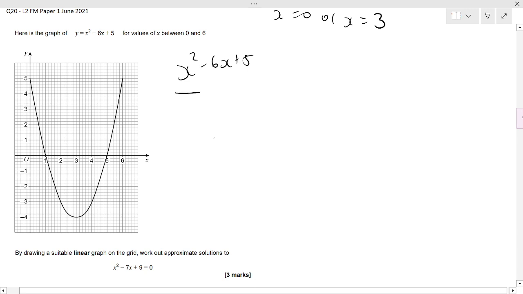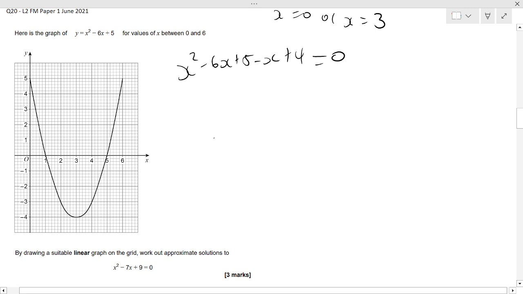Well, the x squared is the same, that's cool. But we need to go from minus 6x to minus 7x, and that's equals 0. Well, we're going to need to minus another x, don't we, to get from minus 6x to minus 7x. In the same way, to get from positive 5 to positive 9, we need to add another 4. And that's all equals to 0.